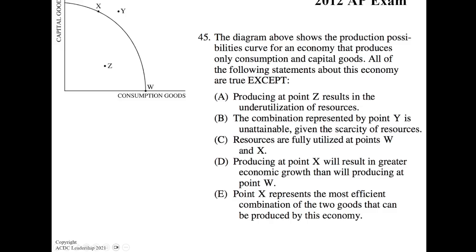So D is also true. And X represents the most efficient combination of the two goods that can be produced by this economy. Like I said, you could always be more efficient, so you could go up and down. So this one is the false one. So yeah, E is the one that is false.